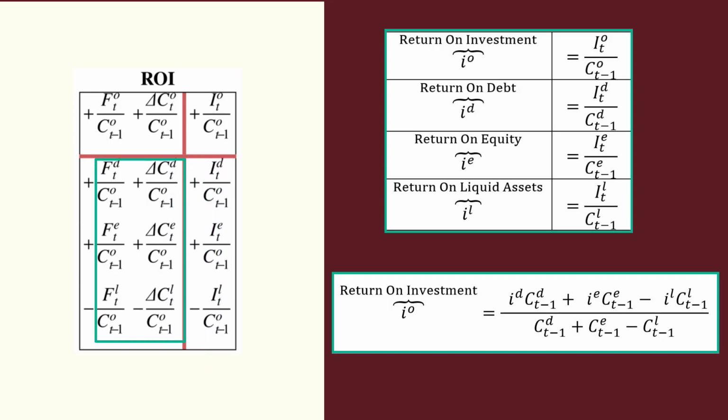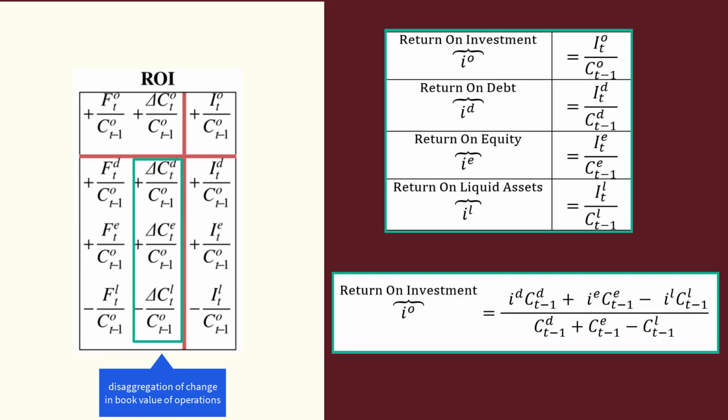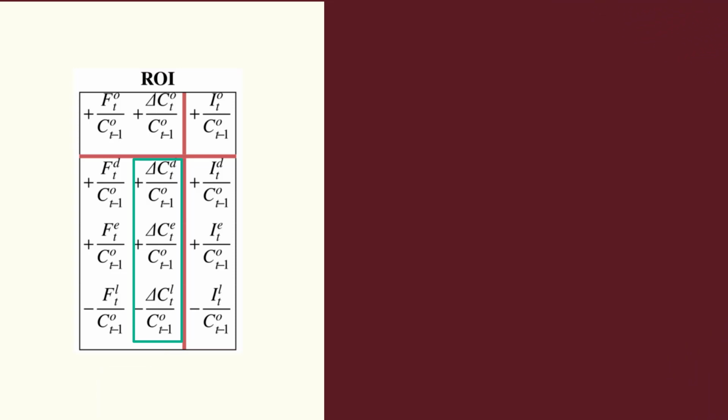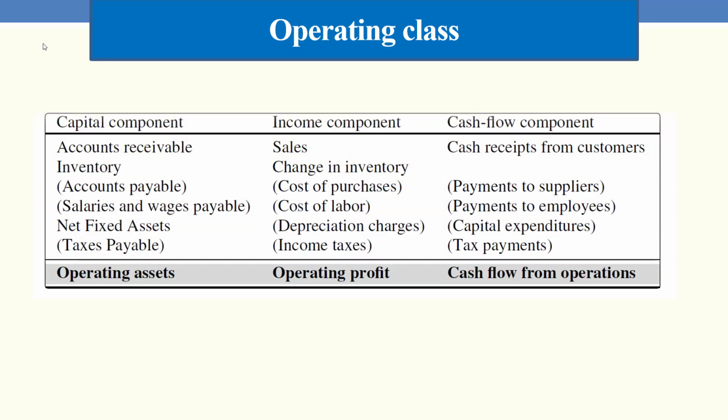And the fourth conceptualization is in terms of the disaggregation of the dividend rate, that is the static disaggregation of the dividend rate and the static disaggregation of the change in operating assets. Let's now expand the detail of the analysis and expand the operating area. This area is an economic system which can be broken down into 6 different subsystems.